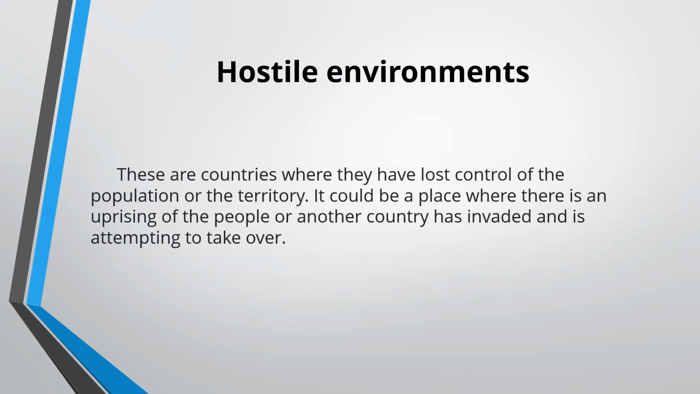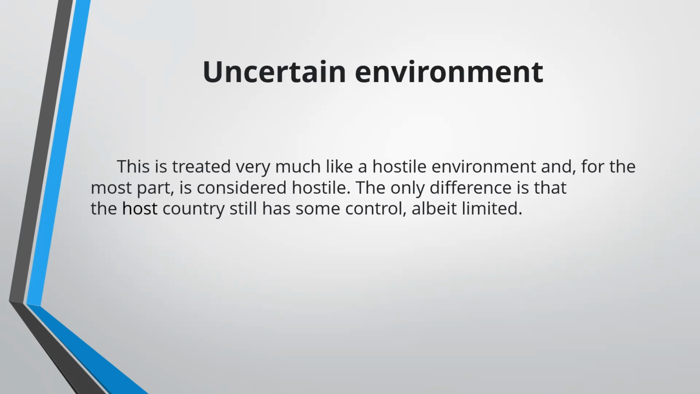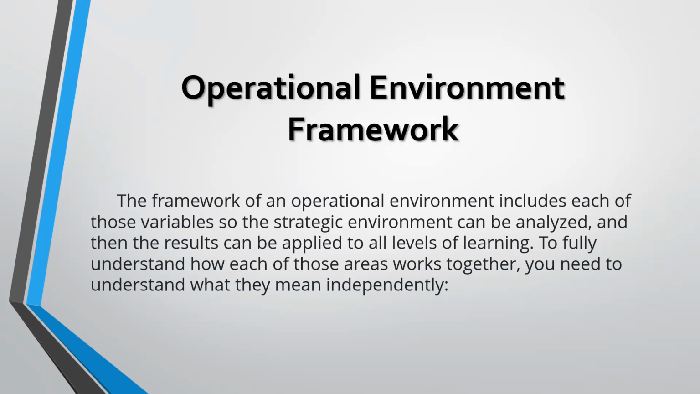So next is hostile environments. There are countries where they have lost control of the population or the territory. It could be a place where there is an uprising of the people or another country has invaded and is attempting to take over. And lastly, uncertain environment. This is treated very much like a hostile environment, and for the most part, is considered hostile. The only difference is that the host country still has some control, albeit limited.